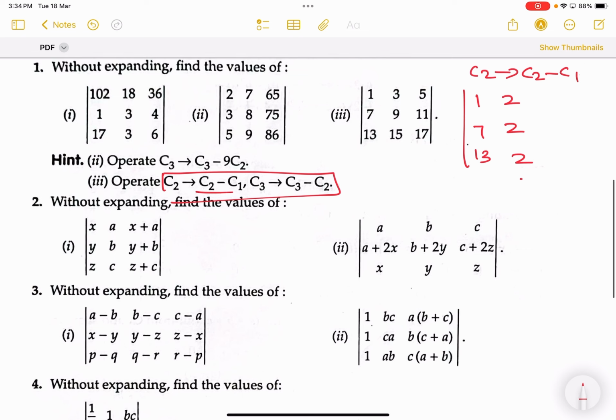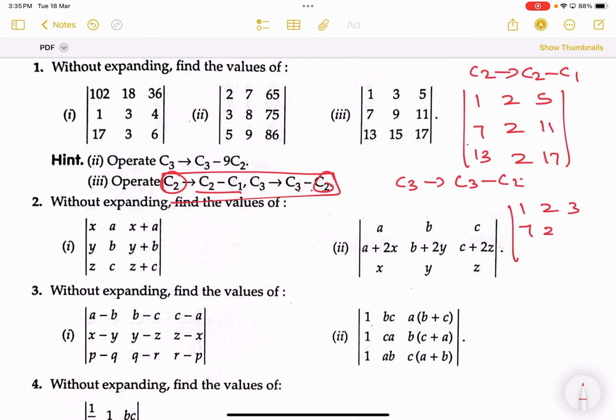Here C2 we are using. Next, C3 is supposed to be C3 minus C1, okay, but C2 is already changed. It doesn't say so, ma'am. It's just an arrow. So the first one you did, the second one write as it is. Now apply the C3, check what is happening. 1, 2, 5, 1, 2, 3, 7 to 9, 13 to 15.